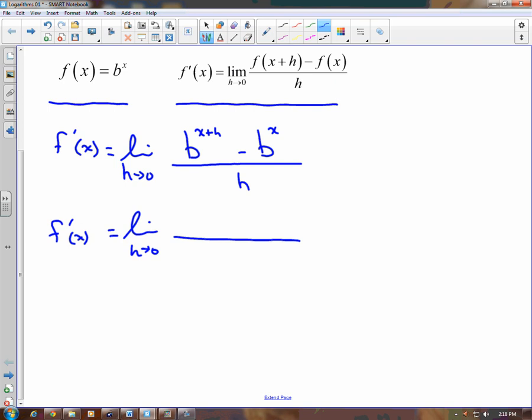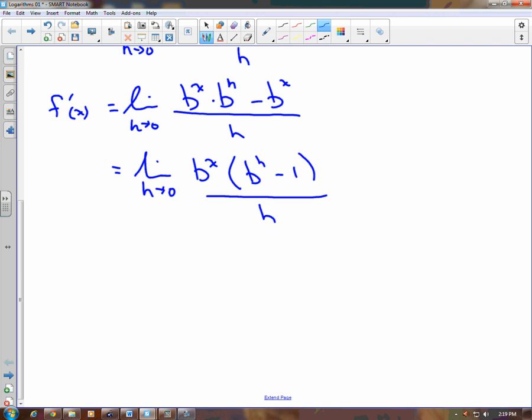That means we should be able to break that apart into b to the x times b to the h, because that should combine to give us b to the x plus h, minus b to the x, all over h. Which means we can factor the top and pull out: the limit as h approaches 0 of b to the x times b to the h minus 1, all over h.